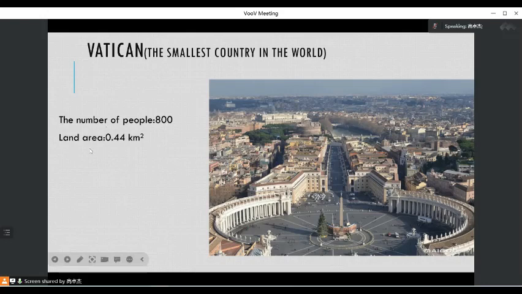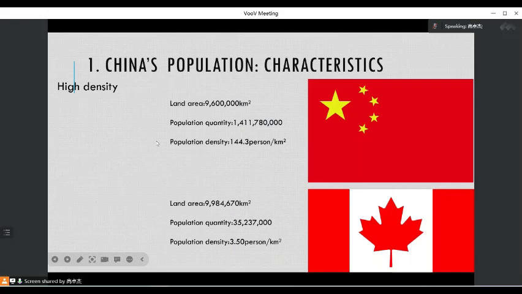Okay, this is the first feature of China's population: the number is large. And then let's take a look at the second feature, high density. Similarly, we still use the comparative way to understand the feature of China's high population density.